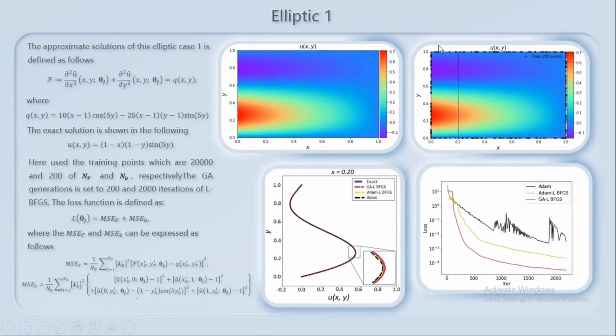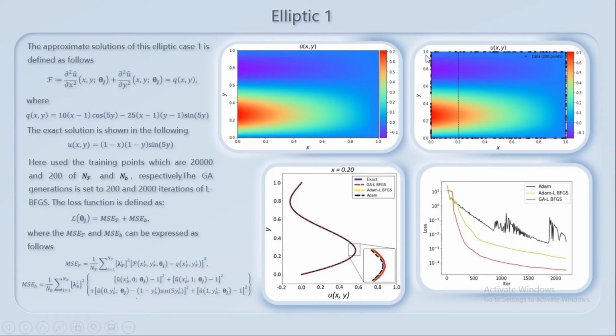Then, these are the approximation results using our method. You can see that overall, the approximation result is quite similar to the exact solution. In the loss history comparison, our method, which is in the red line, also gives better loss function value compared with the existing methods that use Adam and Adam L-BFGS optimizer.